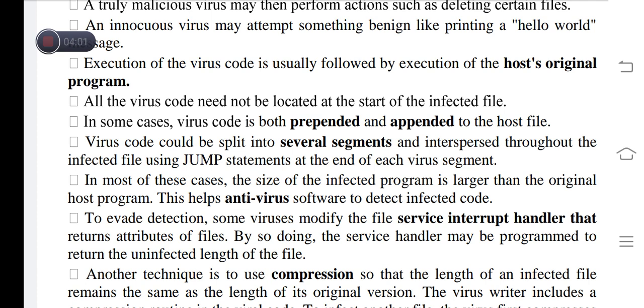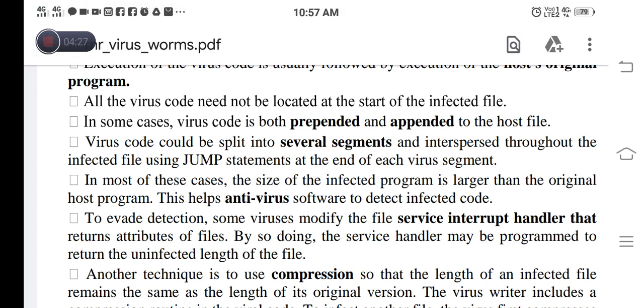So by doing this, the service handler may be programmed to return the uninfected length of the file. That is, to fetch the length of the infected file, and because the infected file length will be more, the uninfected length of the file is what? The actual length of the file. So the service handler may be programmed to return the uninfected length of the file, so the size of the host file change may not be determined at all.